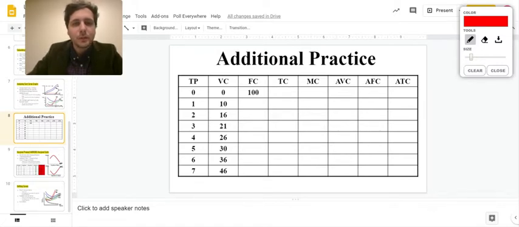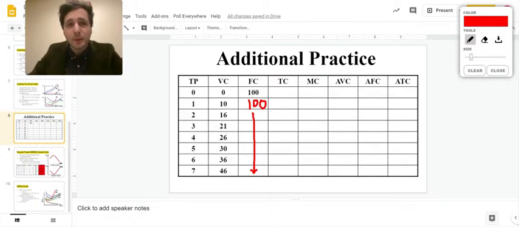I'm given certain information, given my variable cost, given my total production, and then I'm given one fixed cost. I can actually figure out all the other fixed costs because fixed is fixed. It stays the same no matter what. So this is going to be 100 all the way down, all right? Because fixed cost is not going to change.